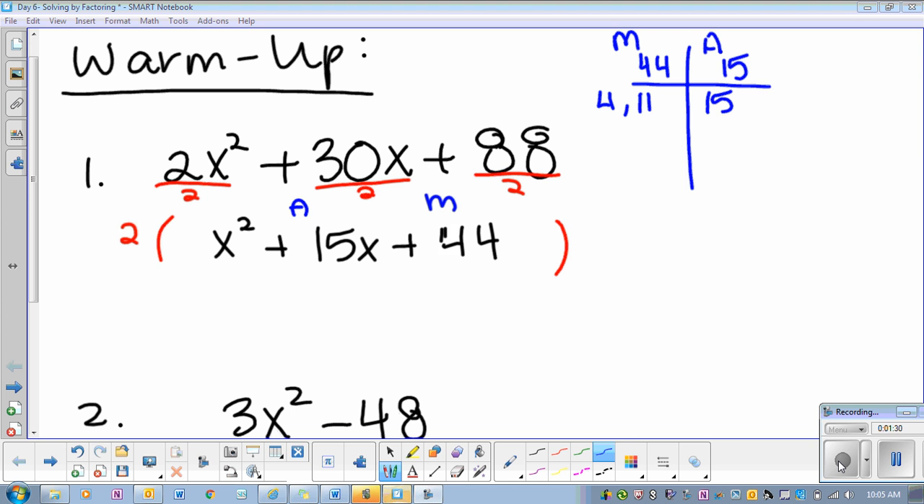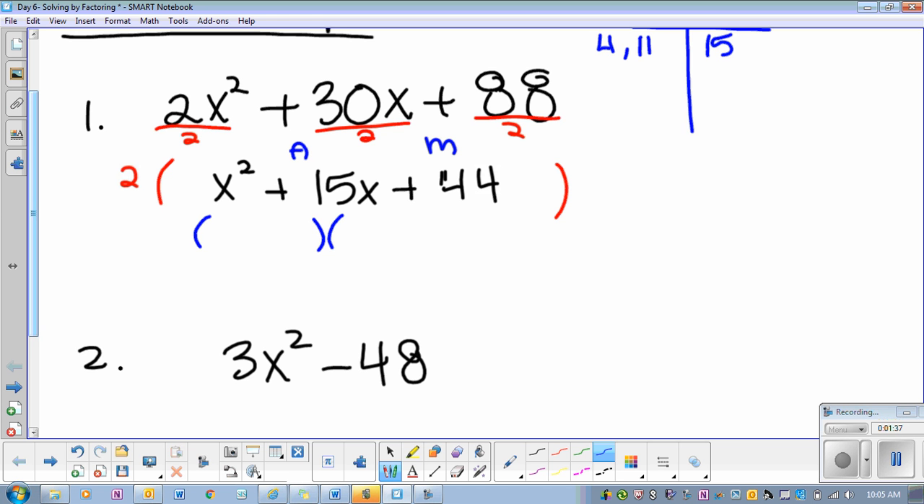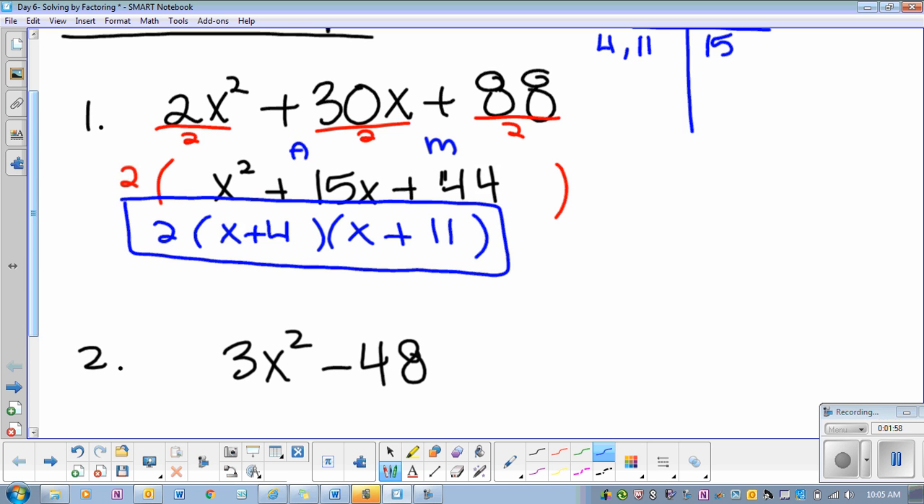So since this is just a plain old x squared, I can go straight into my double parentheses. I can put x plus 4, and x plus 11. Was there a GCF all the way in the beginning? Yeah. 2, bring that guy down. And there you go, we factored. Factor the trinomial.